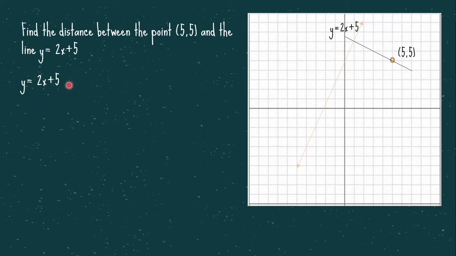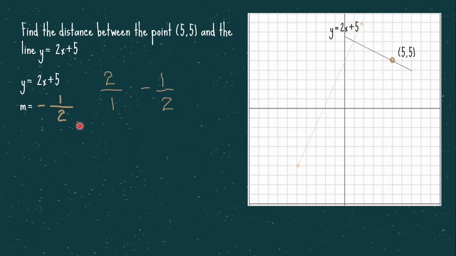In order to get the opposite reciprocal, what you need to do is get the reciprocal of our slope, which is 1/2, and get the opposite sign. Since this is a positive 2, we need to get the opposite sign, which is negative. So the slope of our perpendicular line segment is -1/2.